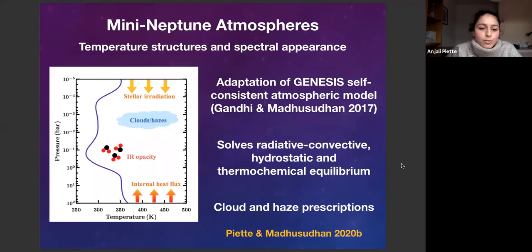And so what we wanted to do in this work was to explore different atmospheric conditions in mini-Neptunes. We're doing that using a self-consistent atmospheric model. This is based on the Genesis model developed by Sid Gandhi and Madhu in 2017. This model solves radiative-convective equilibrium, hydrostatic equilibrium, and thermochemical equilibrium. And we've also added some cloud and haze prescriptions for this work.